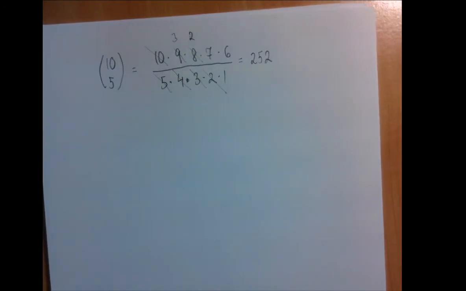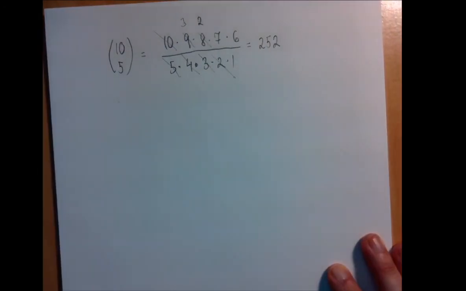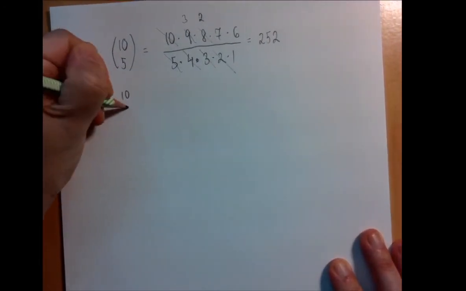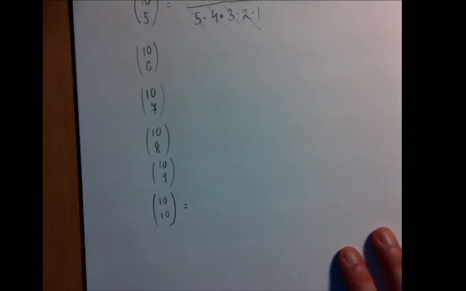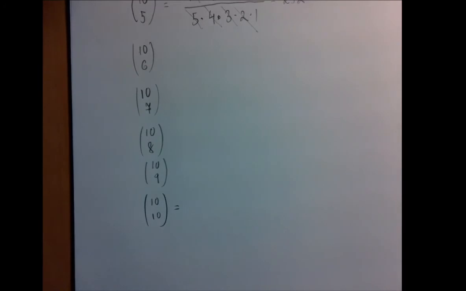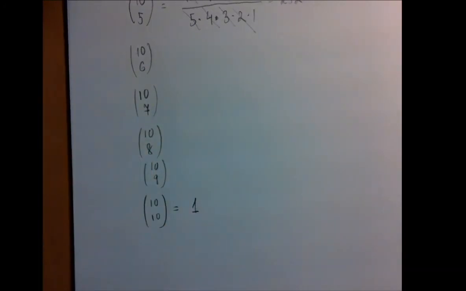Now for 10 choose 6. You know what? Let's go backwards. We're going to skip 10 choose 6, and we're going to come back. Now 10 choose 10, again, the formula would work, but who needs it? How many ways can we select 10 out of 10? And the answer is, well, just one way. Just one 10 element subset in a 10 element set.